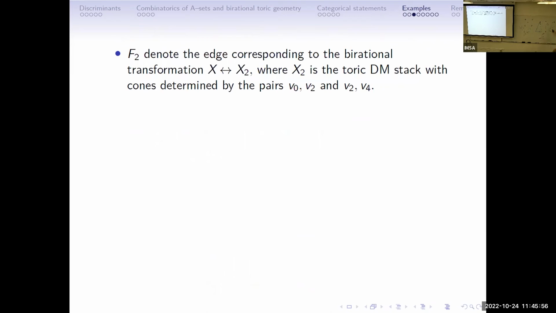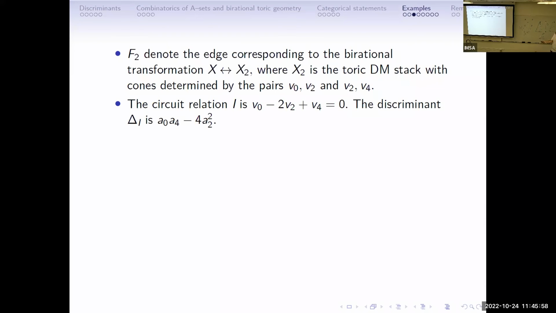This is also going to give a toric stack, which is a little different than the previous one. There is, again, another circuit relation associated to this. Again, as I said, to this circuit relation, I have another delta I, A0, A4, minus 4.